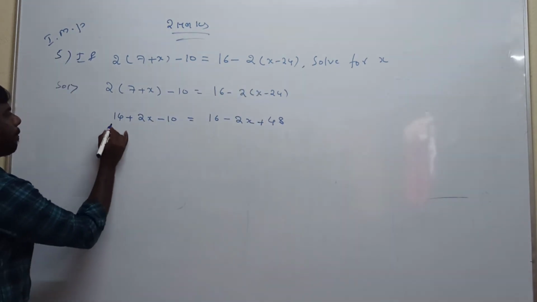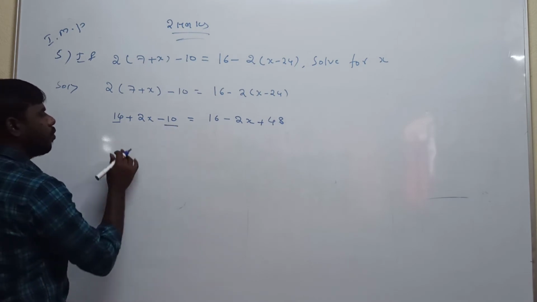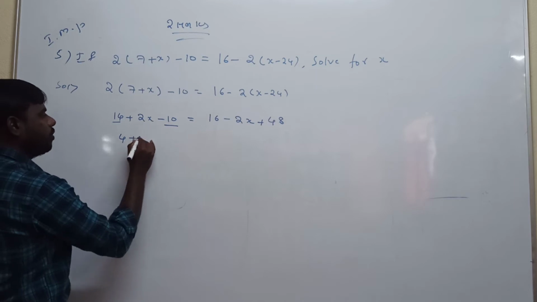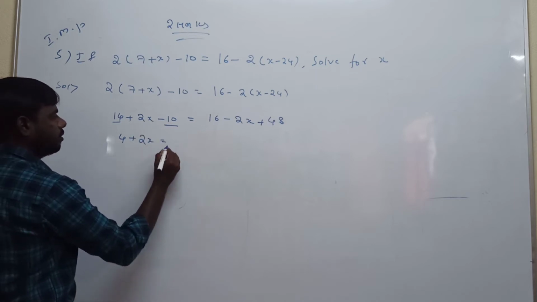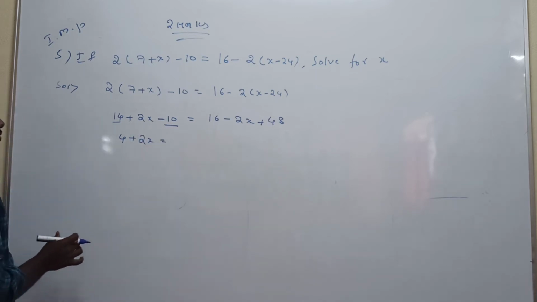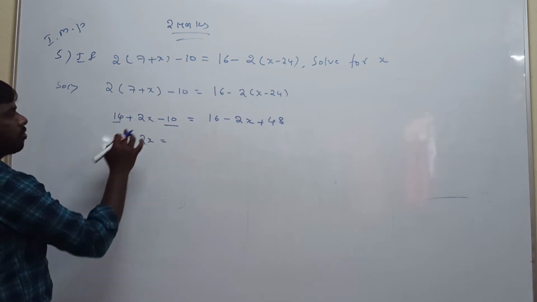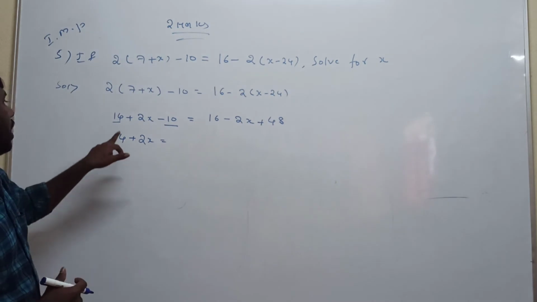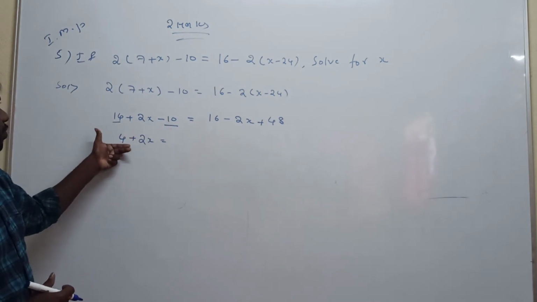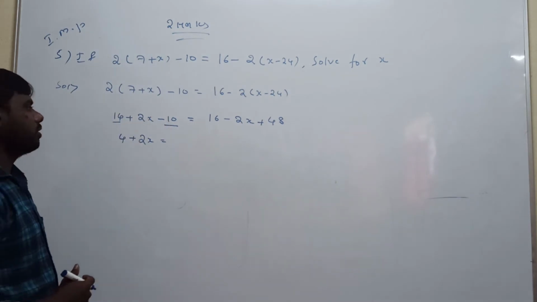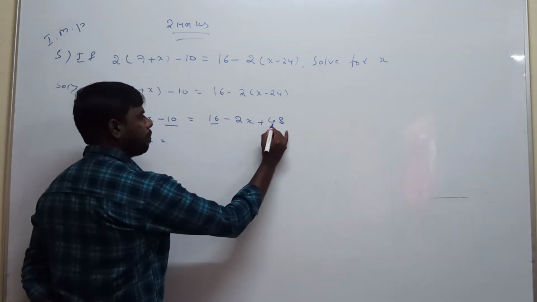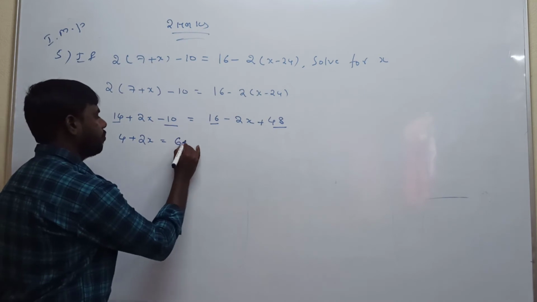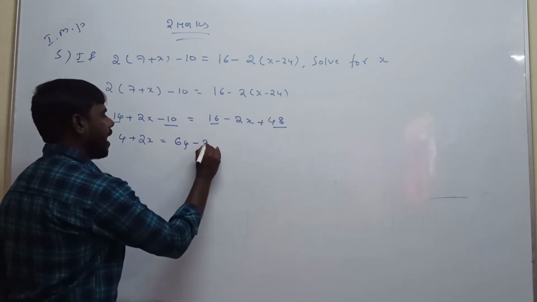Now here plus 14 minus 10. What is the value of plus 14 minus 10? Plus 4, remaining plus 2x as it is. Listen carefully. Plus 14 and 10 both values are constant values, so we can subtract the values. Plus 14 minus 10 is plus 4, plus 2x is as it is. The right side value is plus 16 plus 48, which is plus 64. The minus 2x is as it is.